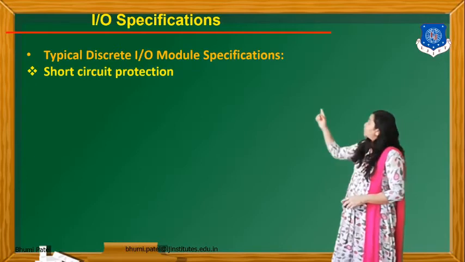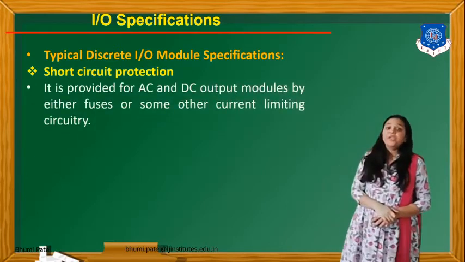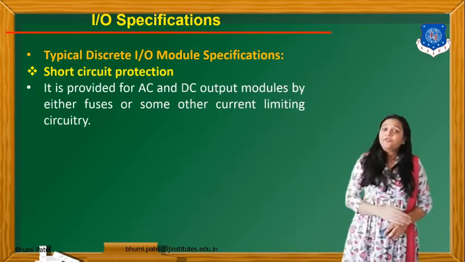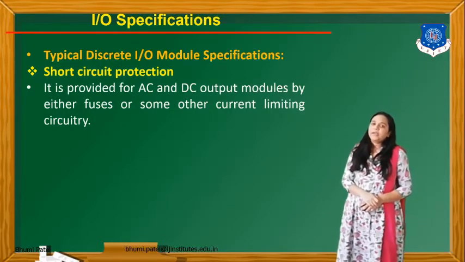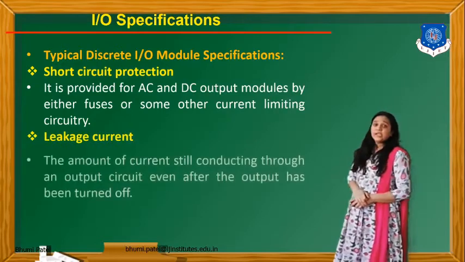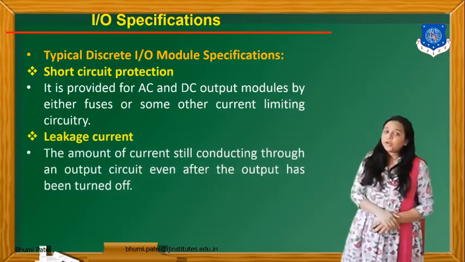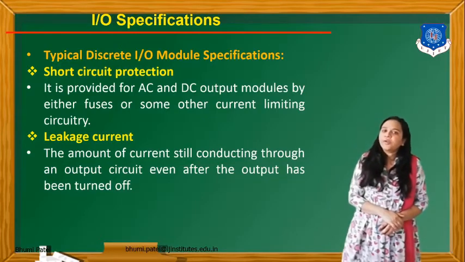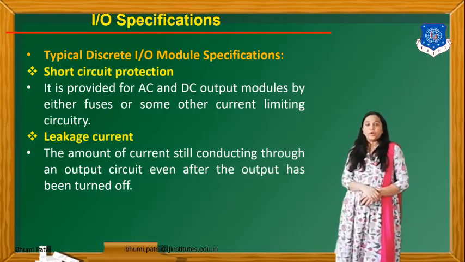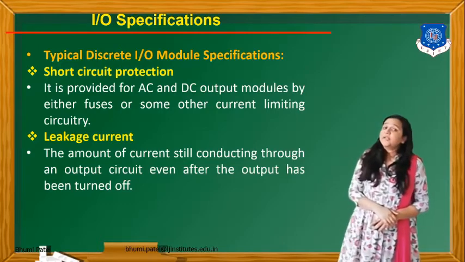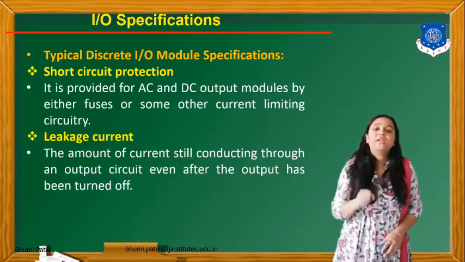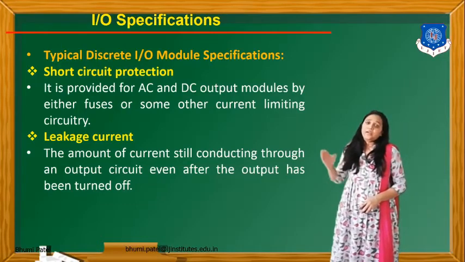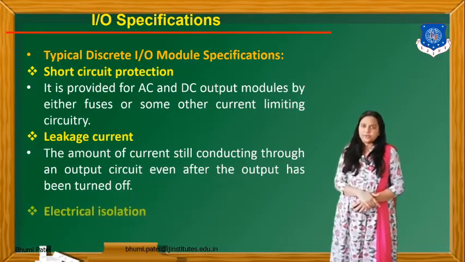The next one is the short circuit protection. Okay, it is provided for the AC and DC output module by either a fuse or some other current limiting circuitry. What is the leakage current? The amount of current still conducting through an output circuit even after the output has been turned off. If there is no output, but if we measure at the output side, we can get some amount of milliampere current. It is known as the leakage current.